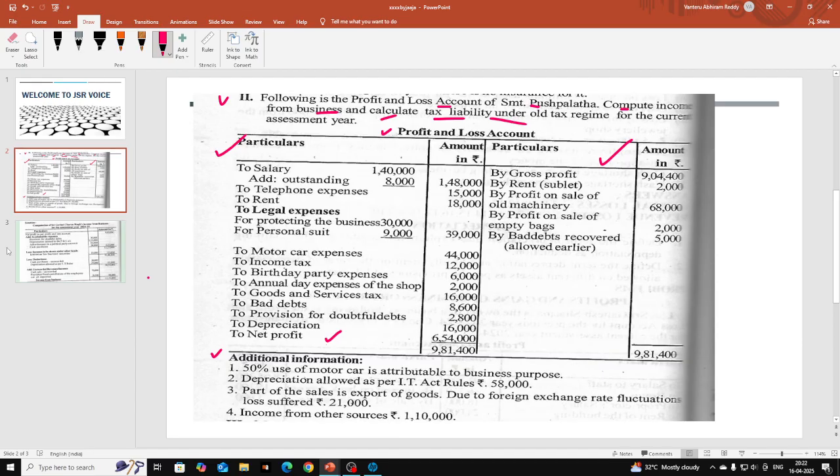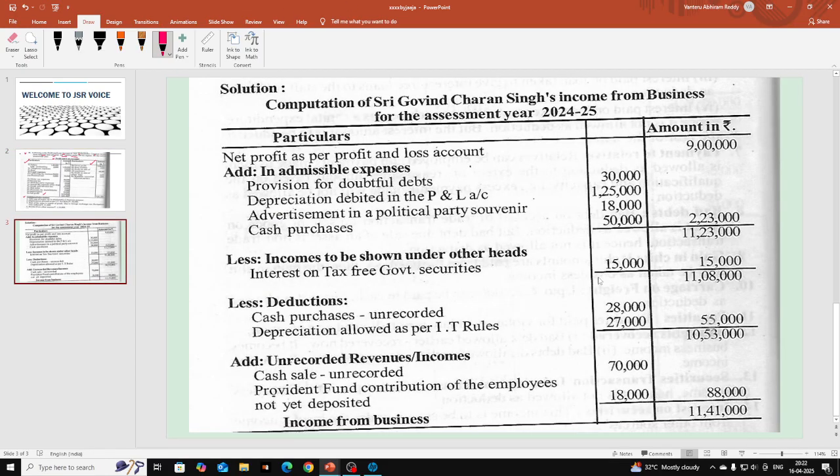First, in the solution, you have to draw columns: a particulars column and amount columns. This one also, the middle one also, is an amount column. On the top you should write computation of assessee name, income from business for the assessment year. For the assessment year you should write 2024-25.